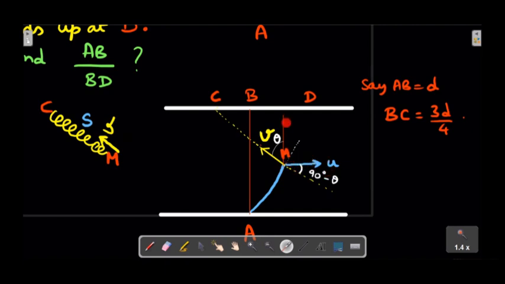This blue line, this red line is 90. So if this is theta, this should be 90 minus theta, because this is one straight line. So the rest of the angle also should be 90. So this should be 90 minus theta. I've written that. So what is the component of this u along this yellow line, please?